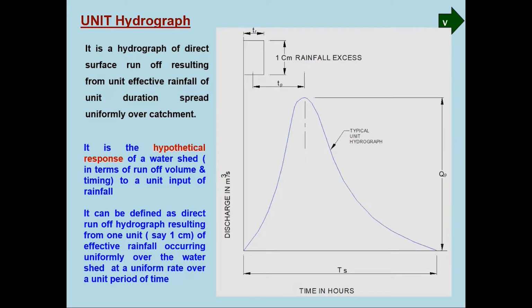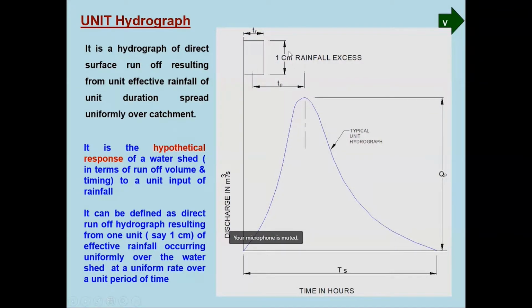If it has happened in 2021, if this TB is 13 hours, then in 2021 also it is 13 hours, in 2019 it will be 13 hours, in 2029 it will also be 13 hours. Similarly, this ordinate will be proportional. So consider this QP is 5. This is for 1 centimeter rainfall. Consider this QP is 5 meter cube per second at this step.